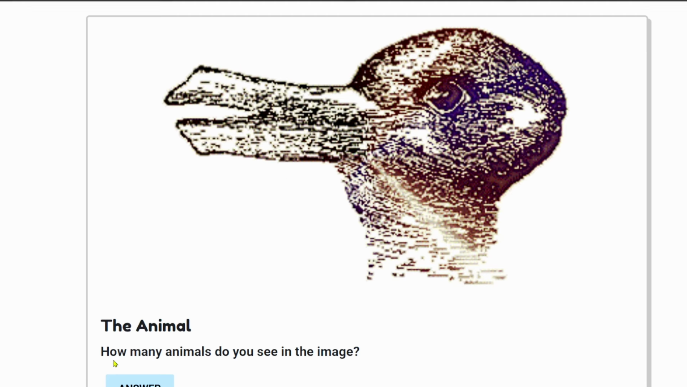You can see the questionnaire. It reads, how many animals do you see in the image? I'm not going to answer that. I want you to leave your thought in the comments section. The reason is that there are a couple of animals in the picture. I'm not going to say it, but just look at the image again. You can go back if you need to and answer.